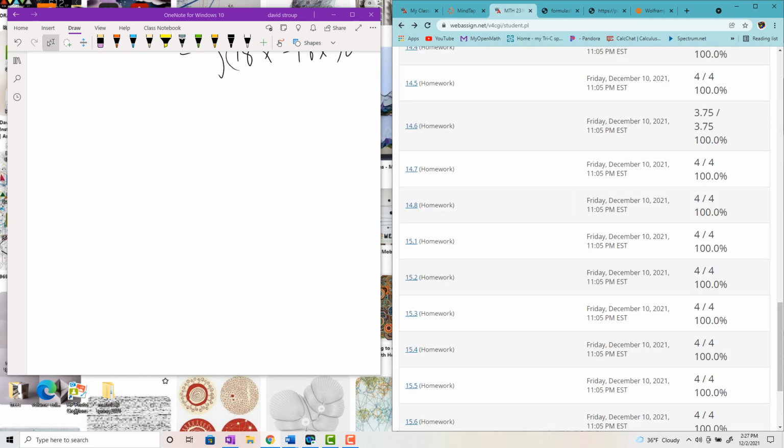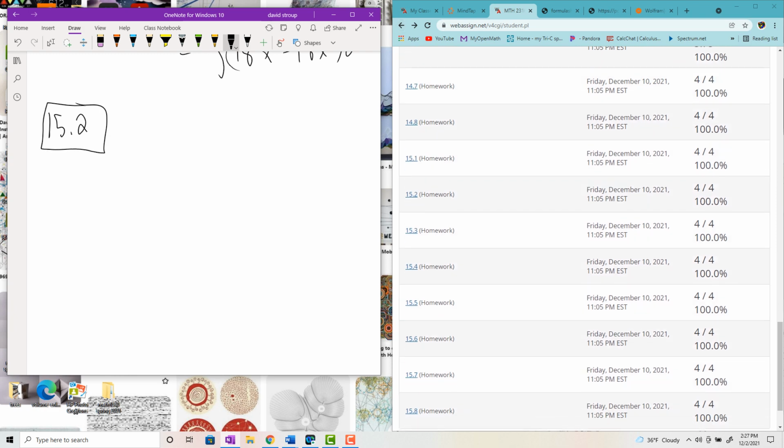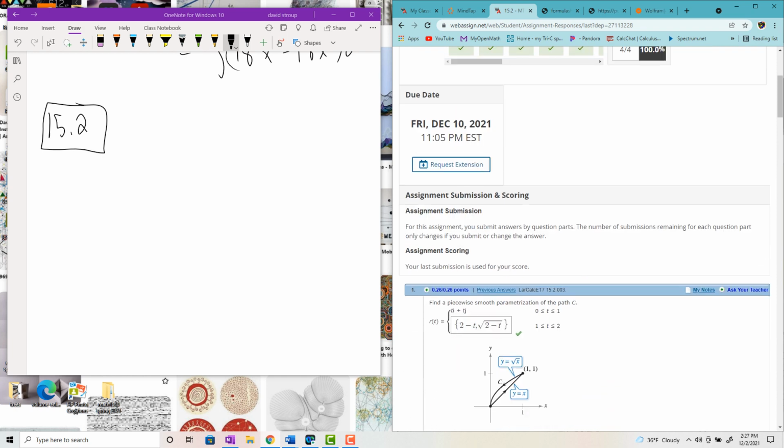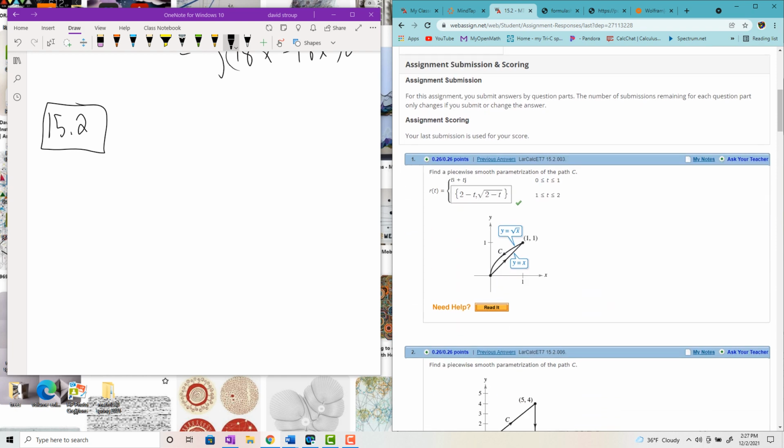Okay, I'm going to skip 15.1. 15.1 was kind of just, can you plot a vector field with a bunch of little arrows, and then we worked a little bit with curl and divergence, which we use ultimately for Stokes and the divergence theorem in 15.7 and 15.8.